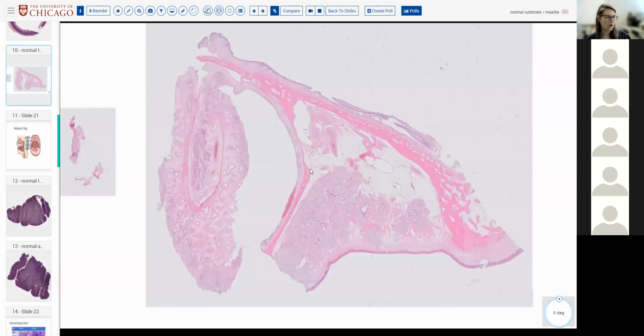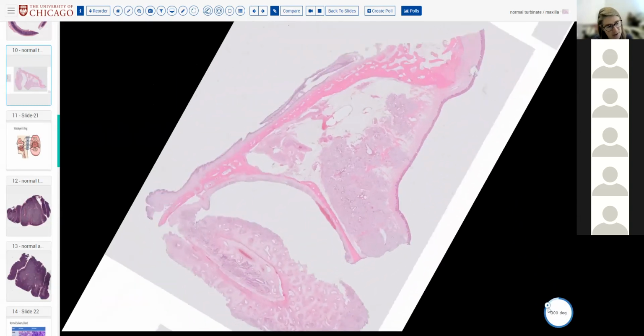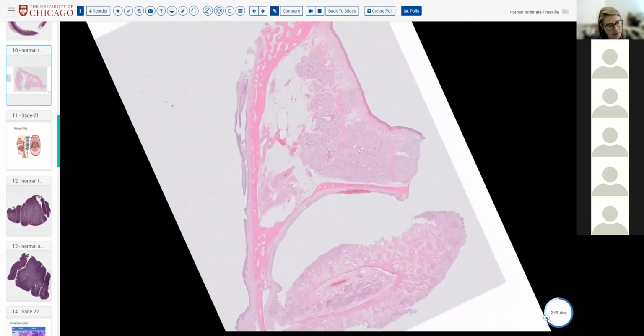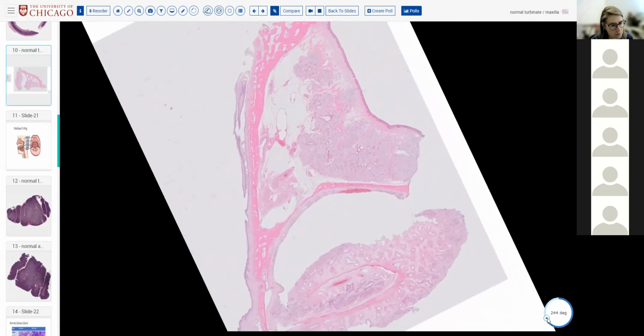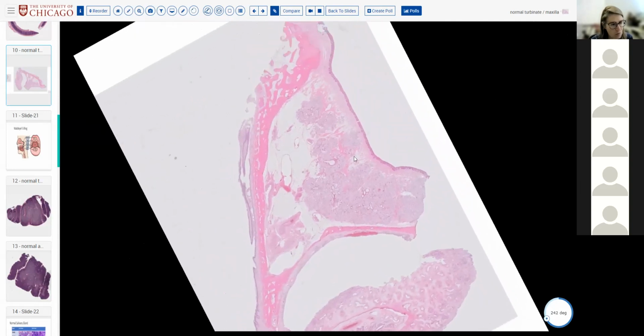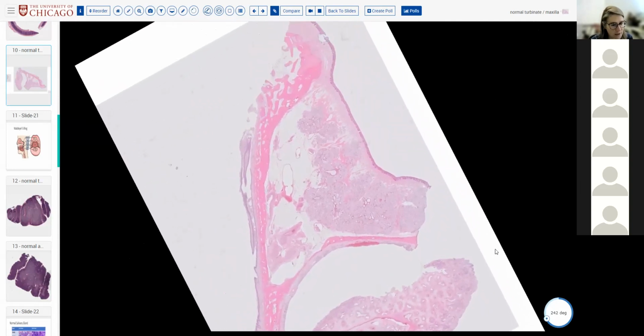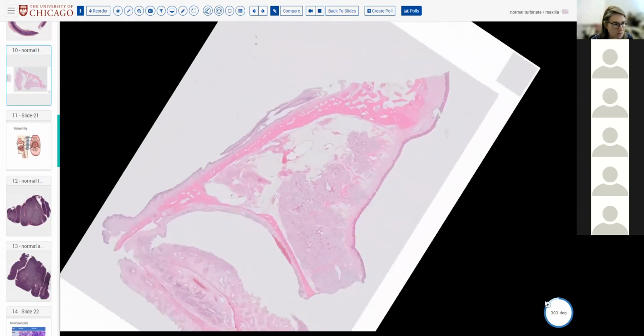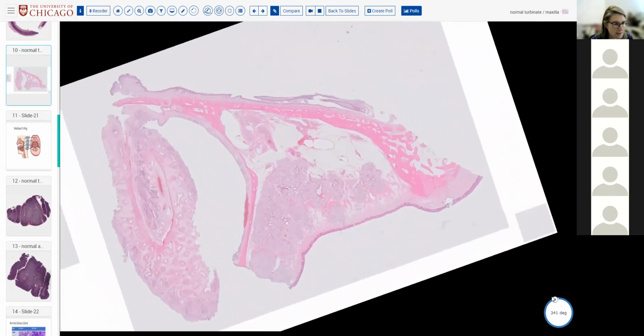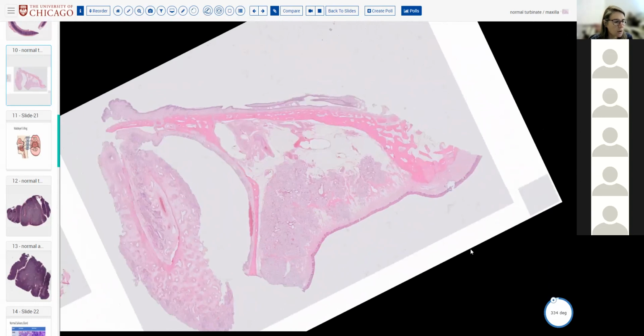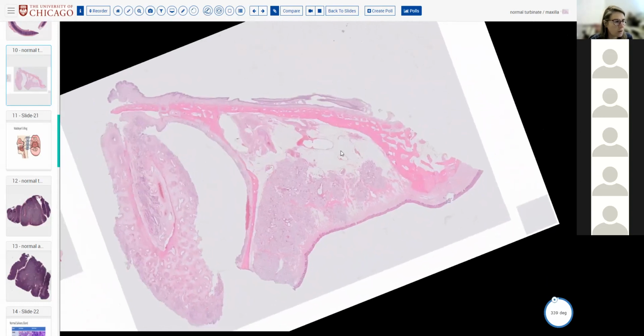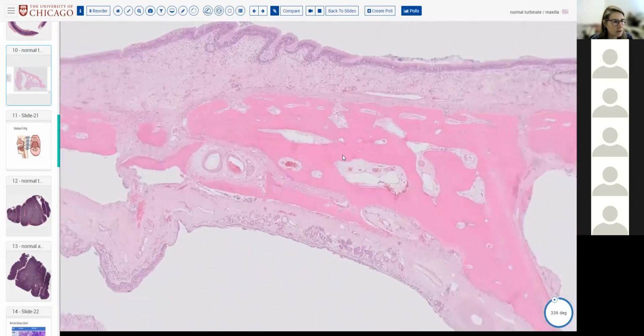Okay. I diverge a little bit. I'm going to scoot back up into the nose because I want to show you something that I think is really nice. So I'm going to put this in an orientation that I think is helpful. Okay. So here we are looking at, oh no, that's actually the orientation.